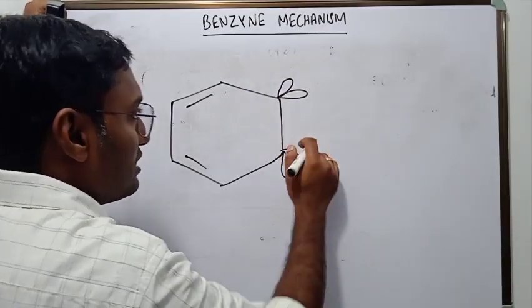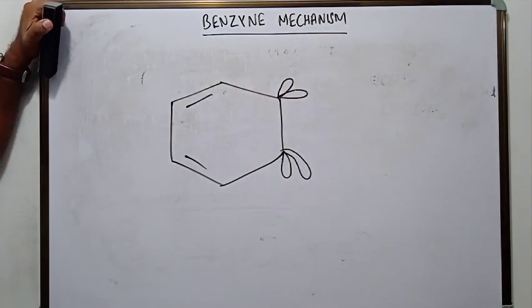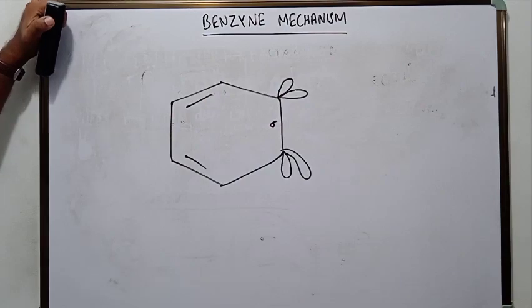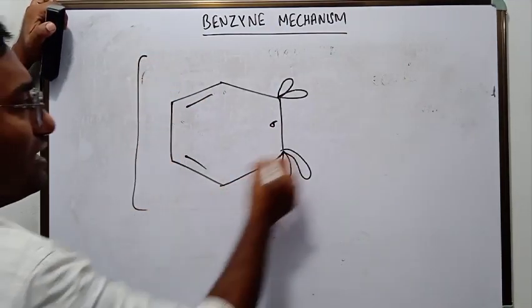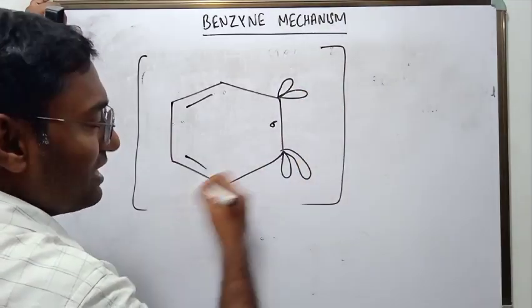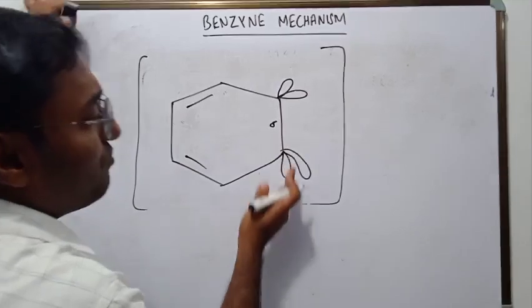Right? These are the 2 sp orbitals which are involved in double bond formation. This is a sigma bond and there are 2 pi bonds. Now look at this benzyne. If a double bond is to form, they have to overlap. Correct? But these sp orbitals are far away from each other.